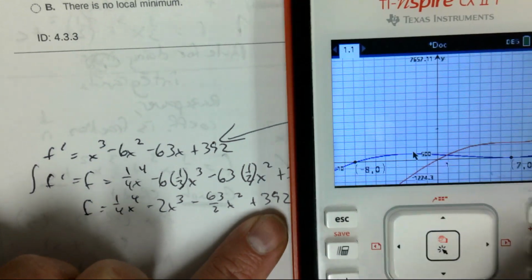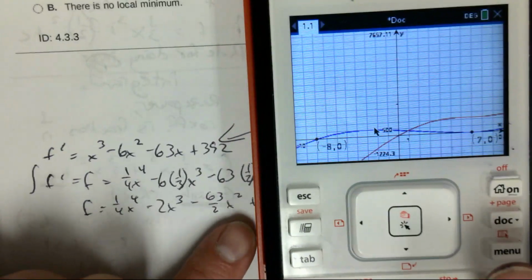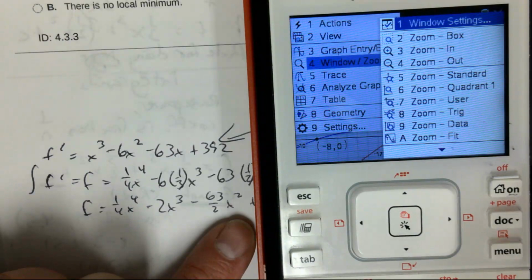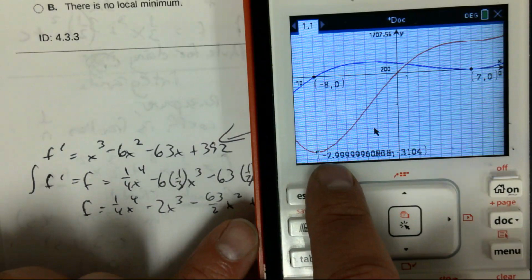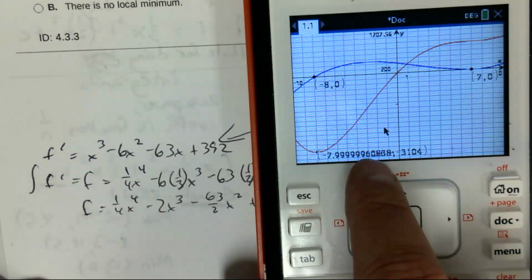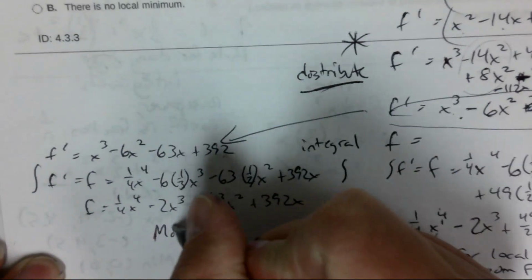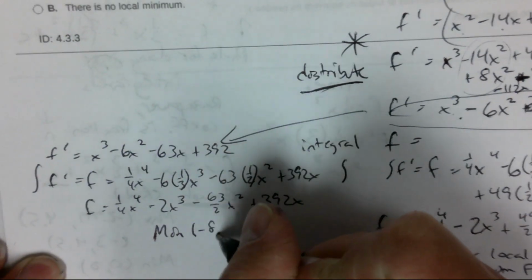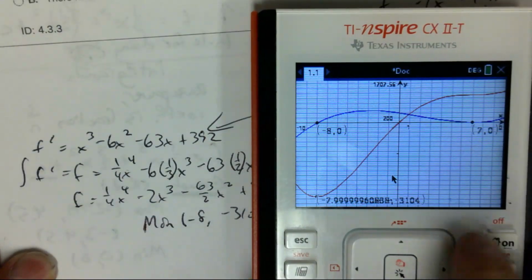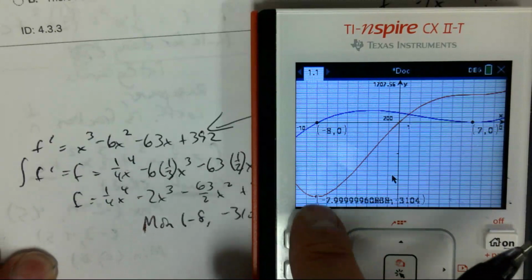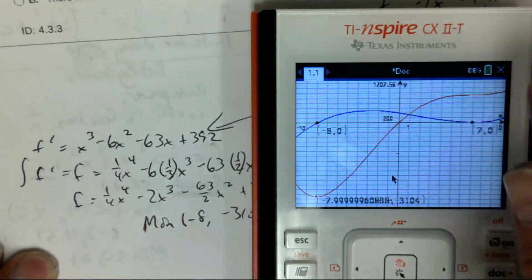Okay, so now we need to go to our menu 4A. And here it is. Our minimum is at negative 8 comma negative 3104. And so that is our minimum, and the graph continues going up, and so there's no maximum.